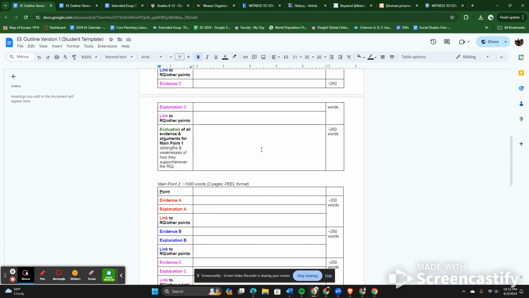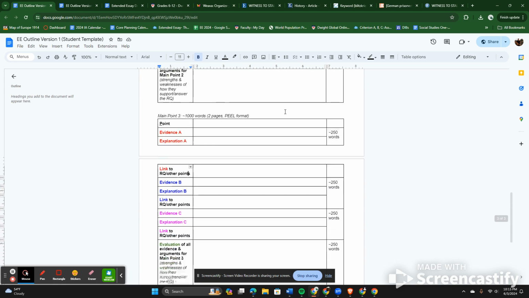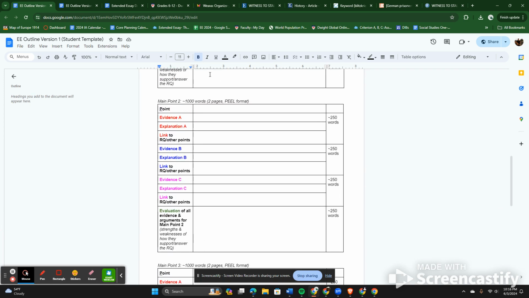There is a sweet spot of say 3 to 5, depending on what you do. So let's see. The PEEL strategy starts with making your main point and then providing evidence, explaining what that evidence means for your point, and then linking this evidence and explanation to your research and to other main points.